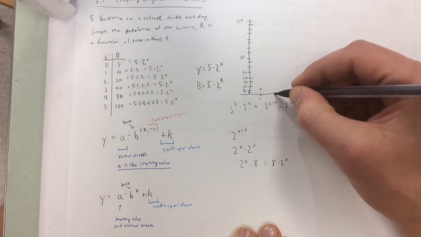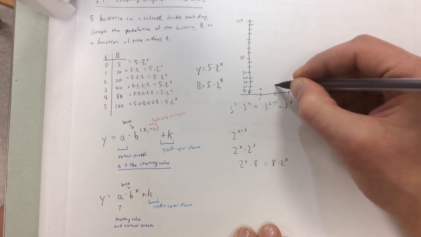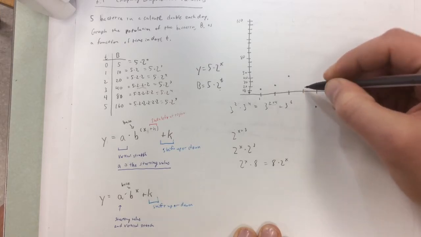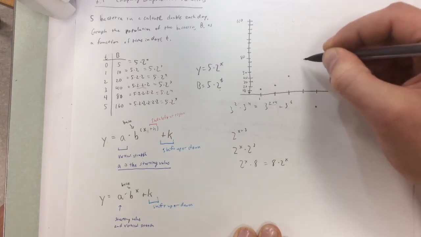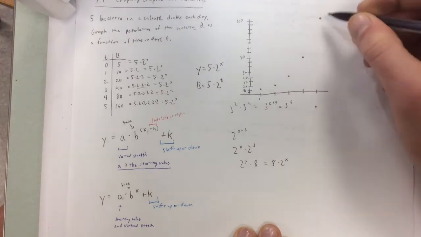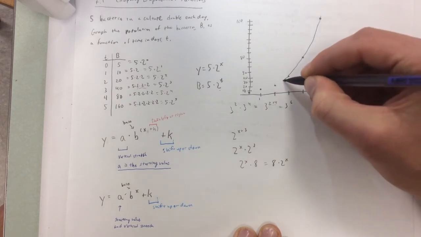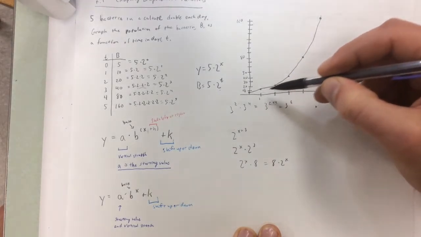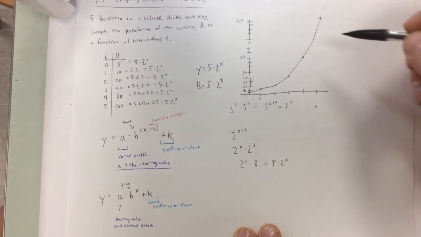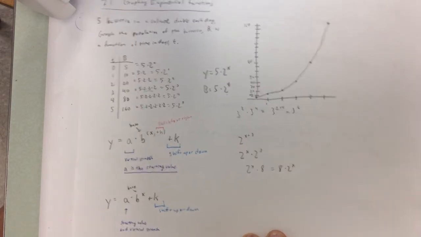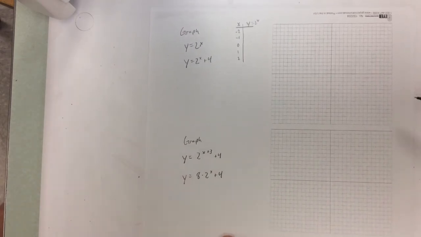After 2 days, there was 20. After 3 days, there was 40. After 4 days, there was 80. After 5 days, there was 160. And so we get something that kind of looks like half a parabola, but we'll find out it's actually not half a parabola. We'll find that out in just a moment here.